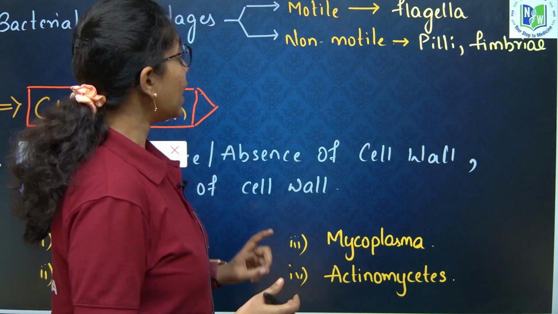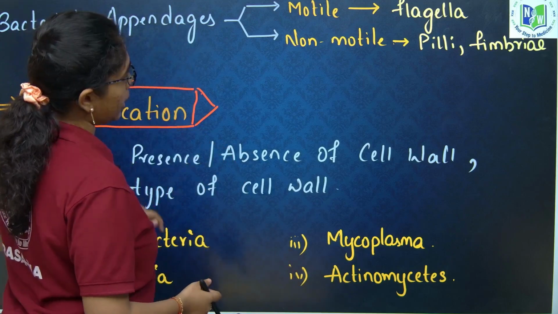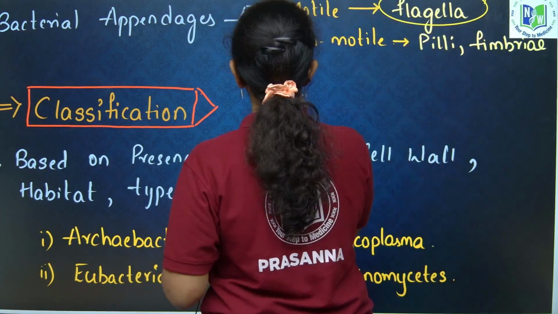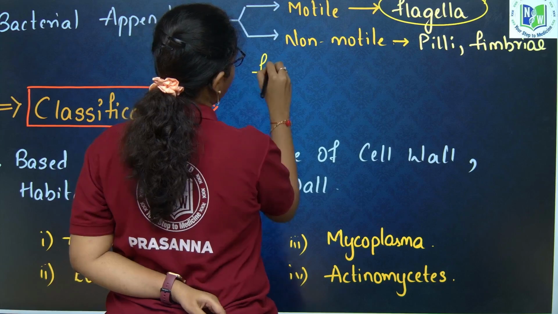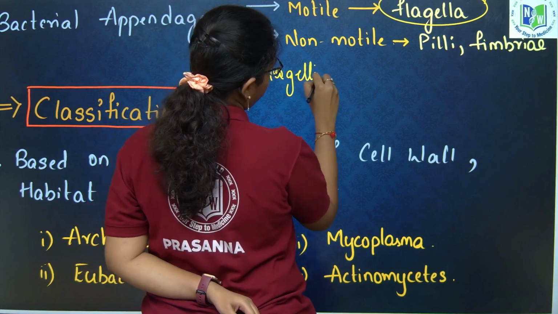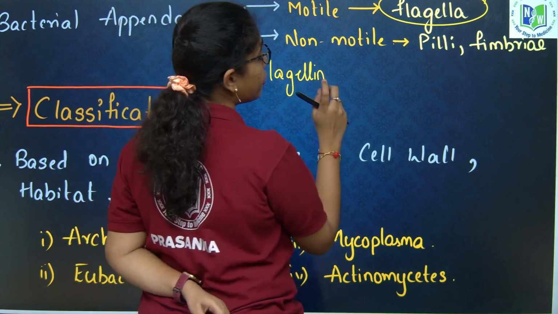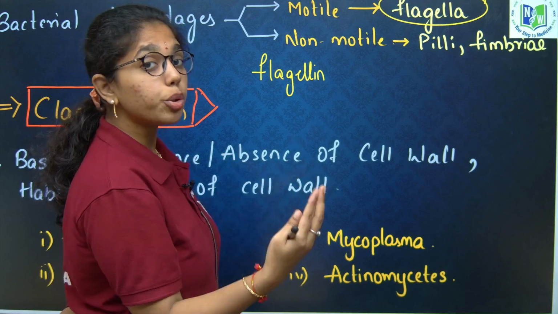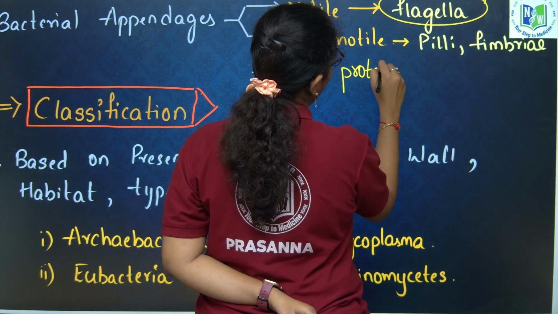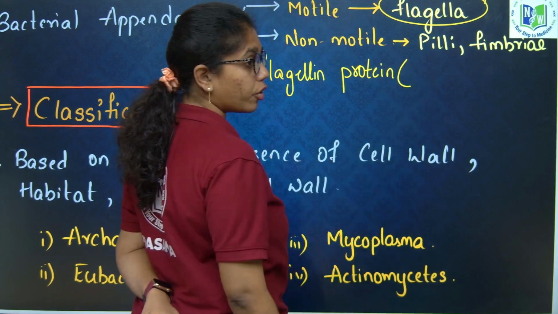One is motile and the other is non-motile appendages. Motile appendages are flagella, which include flagellin protein. What are flagella made up of? Flagellin protein, because they are prokaryotic cells. If they are eukaryotic cells, then it is tubulin protein.